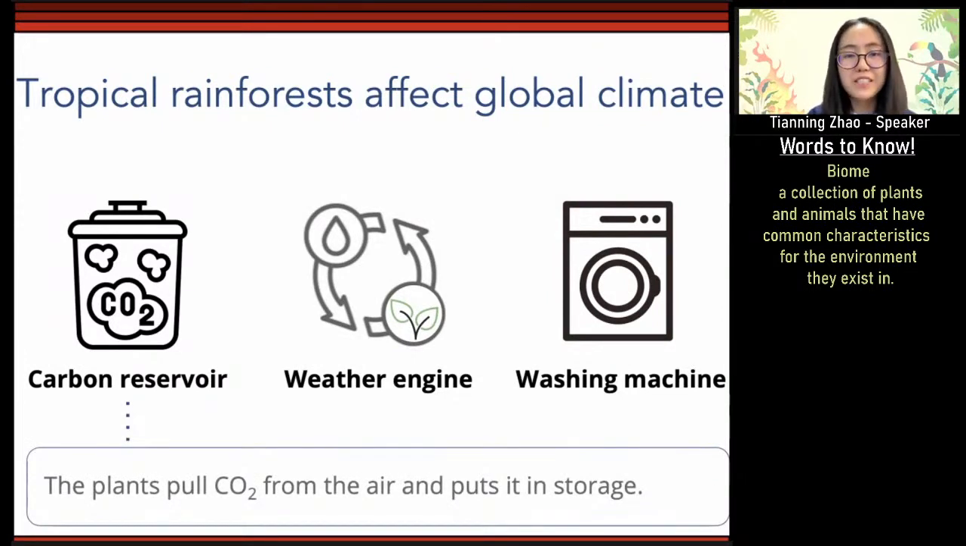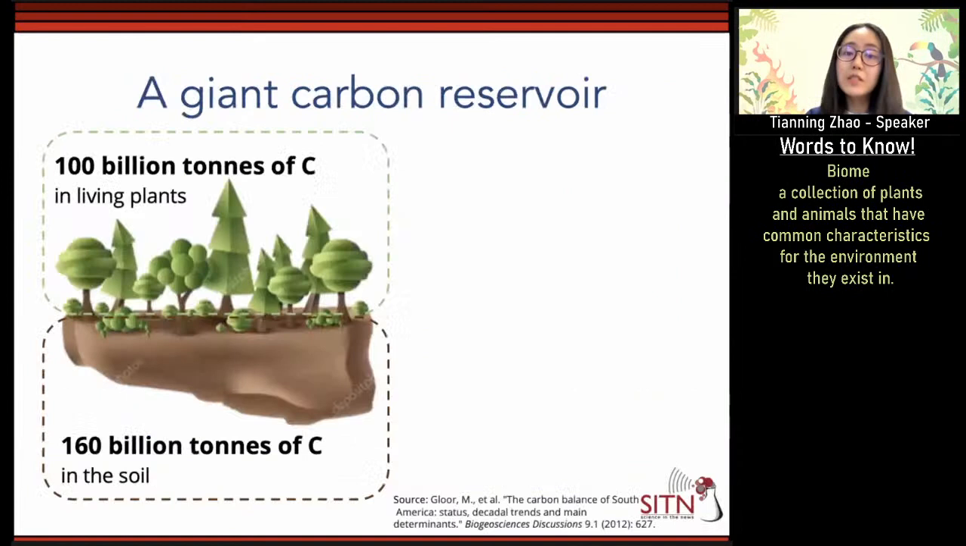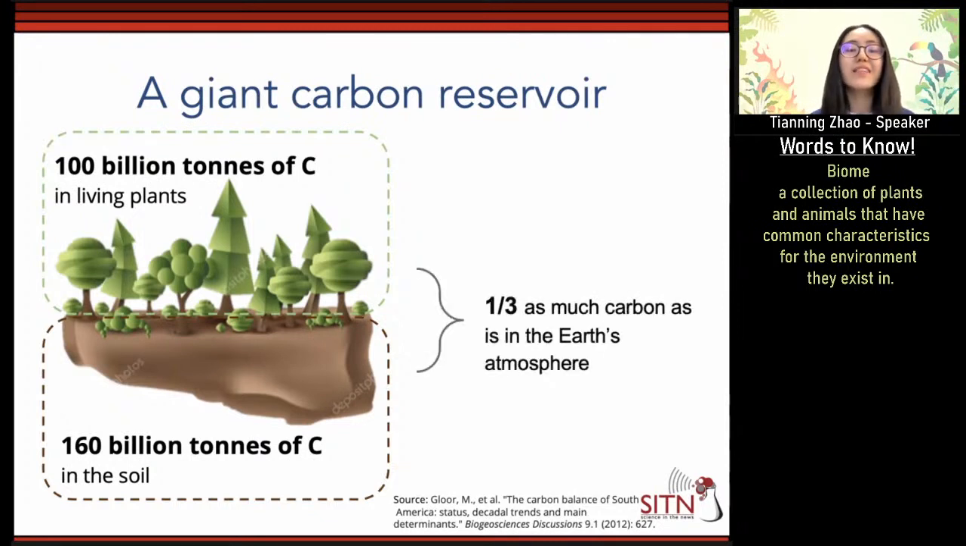We've all known from elementary school that plants go through a photosynthesis process where they breathe in CO2 and produce oxygen. So over the past millions of years, the Amazon rainforest has existed on the earth, and it has been taking in carbon all the time. And nowadays, it has about 100 billion tons of carbon stored in the living plants in the Amazon biome. And then there is another 160 billion tons of carbon stored in the soil. Adding them up, that is about 1/3 as much carbon as we have in the Earth's atmosphere today.